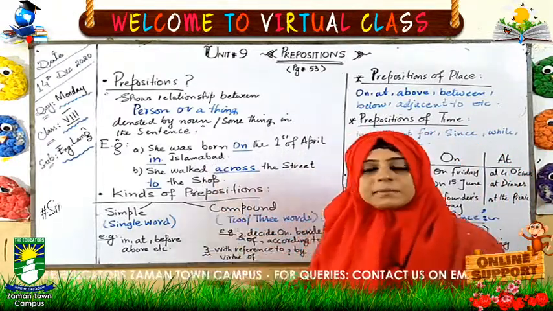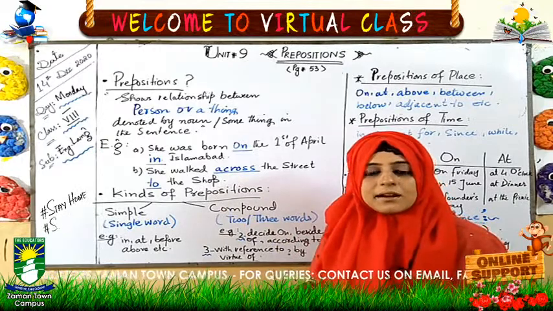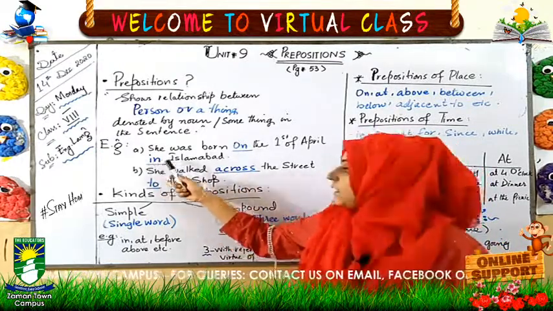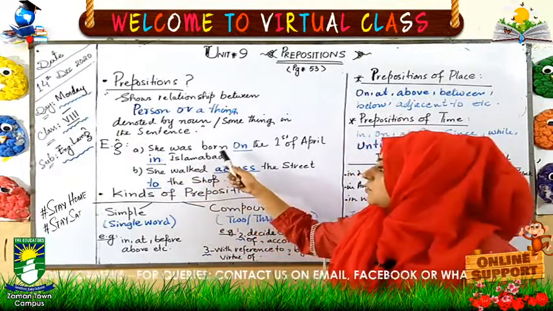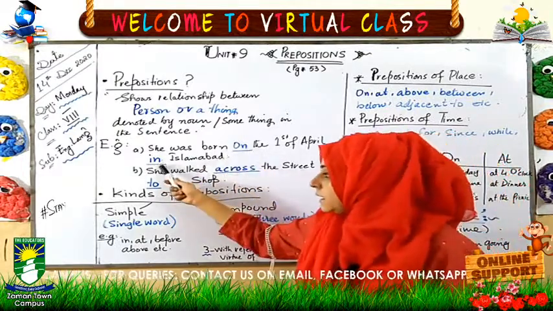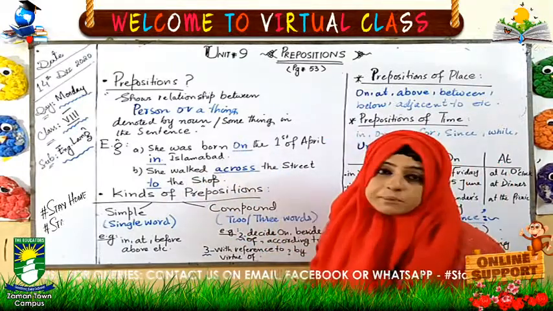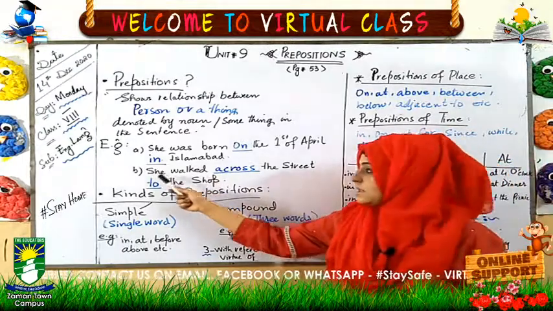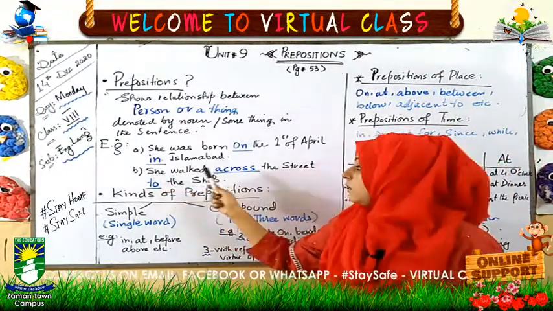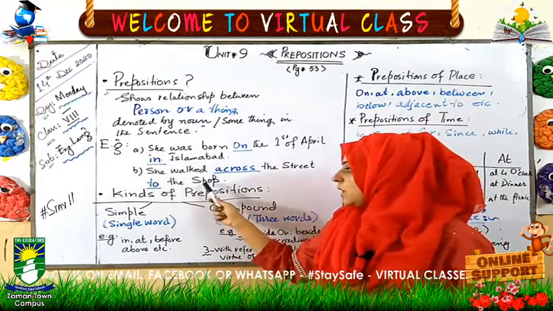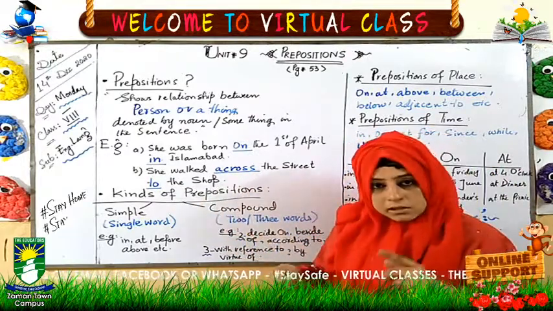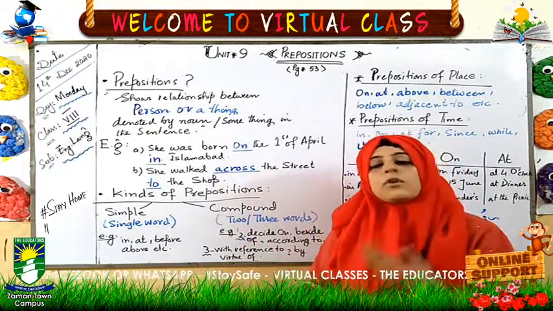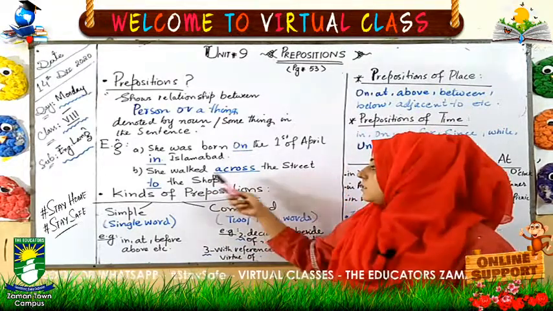So she was born on the 1st of April in Islamabad. If I simply say Islamabad, is this giving a proper sense? No. So here we are adding the word in before Islamabad. So on and in are the prepositions here. The second example: she walked across the street to the shop. Where did she walk? Across the street, to approach the shop. Simple as that. For going to the shop, she was crossing the road.